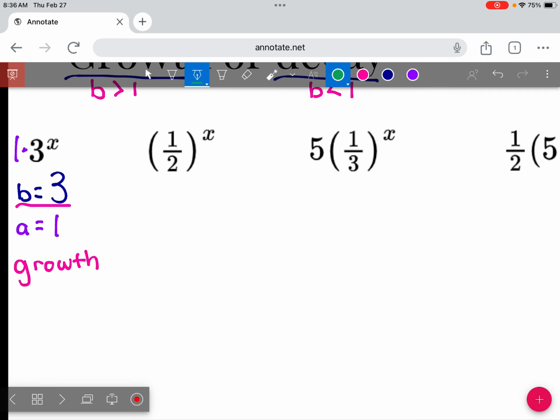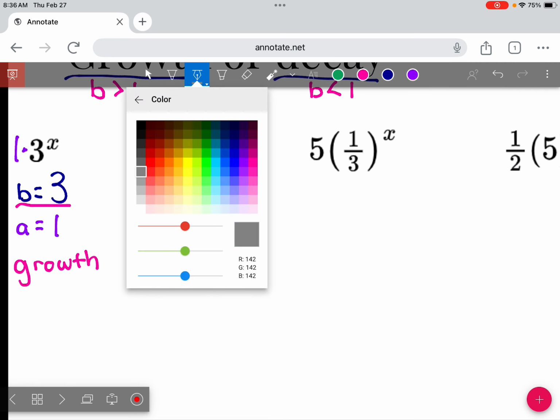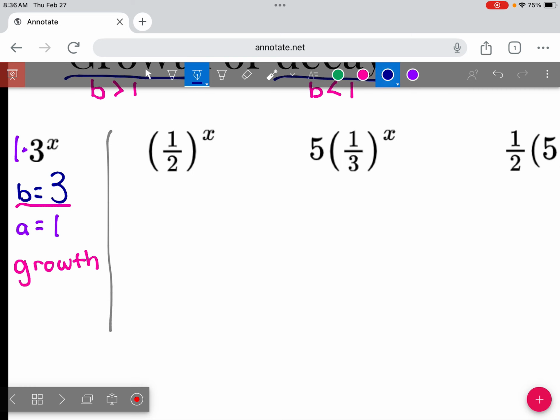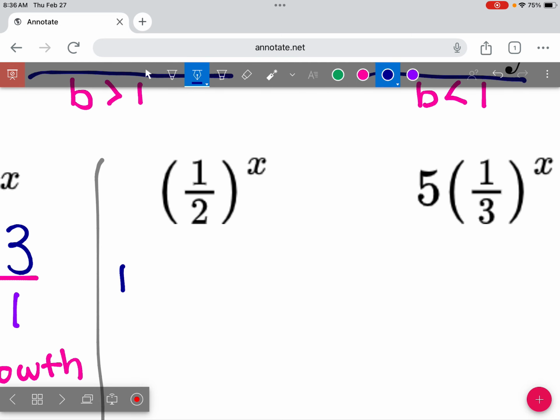Let's look at our next one over here so we can practice identifying these pieces, because these pieces are super important with what we're going to work with. So what is our base on this one?